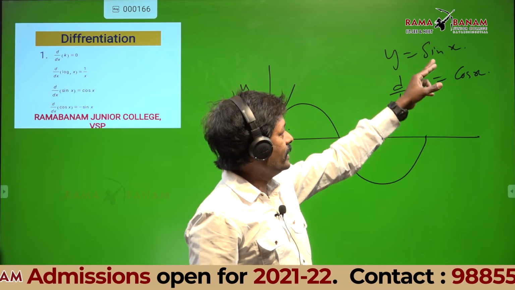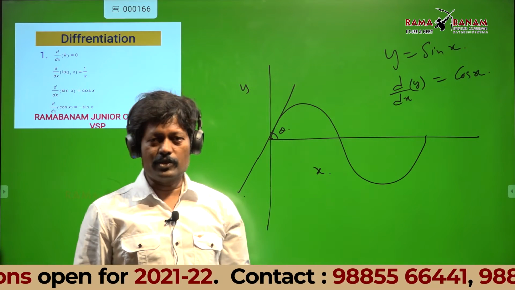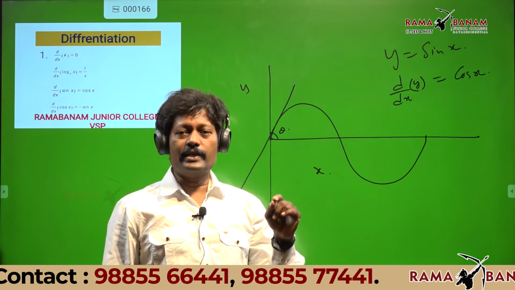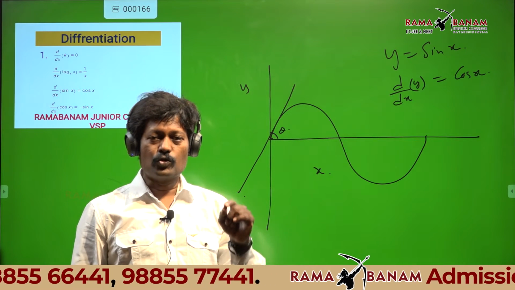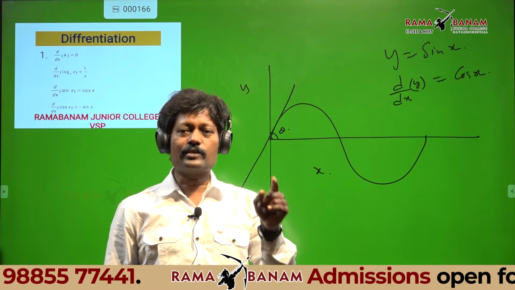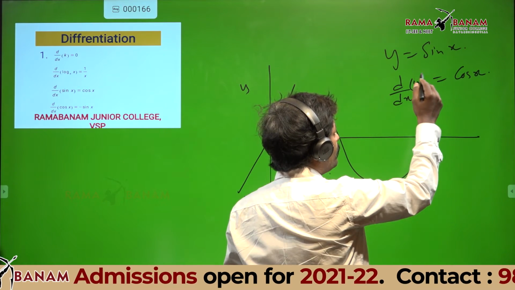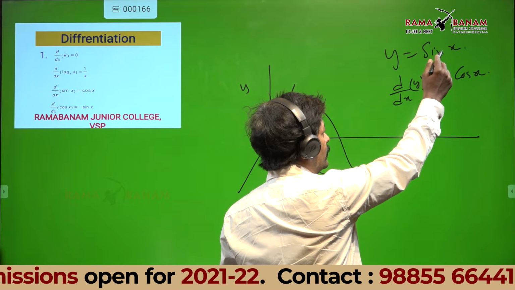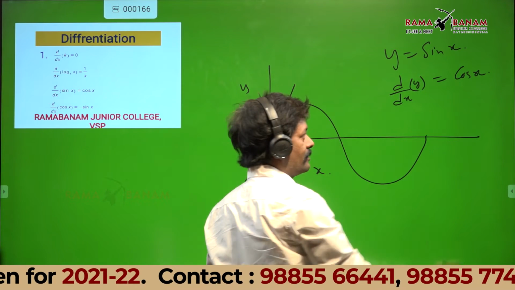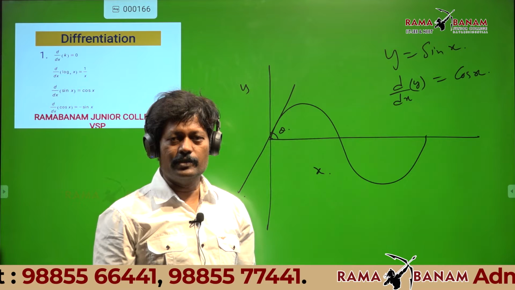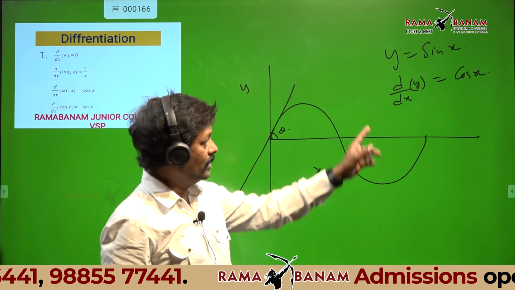So, derivative of sin x is how much? Cos x. So, what is the meaning of that? If I draw a tangent on the sin x curve, the slope of the tangent is cos x. So, how do you read this in English? Slope of the tangent drawn to the sin x curve is cos x. That is the answer there.